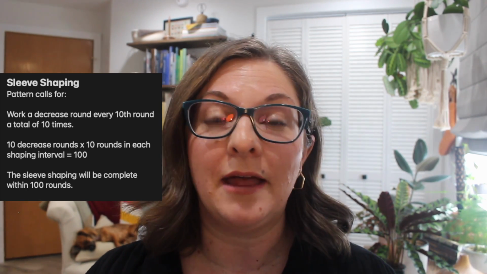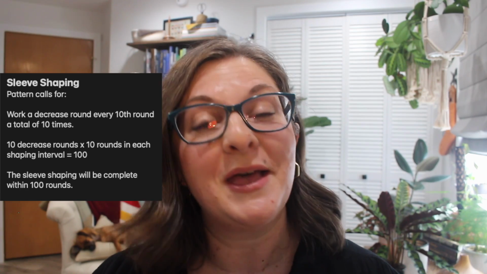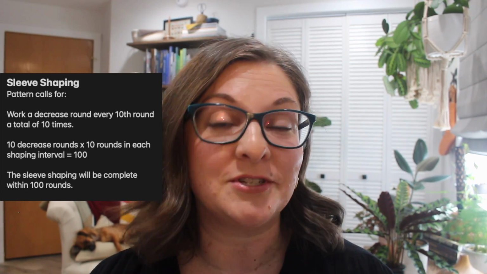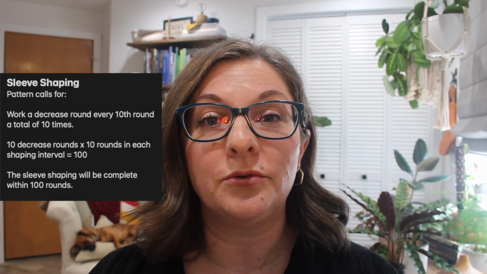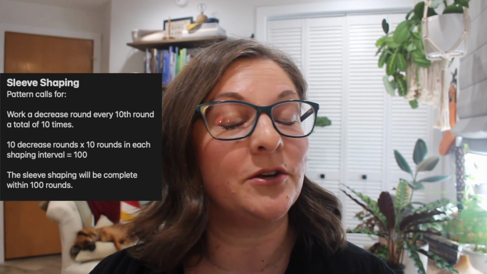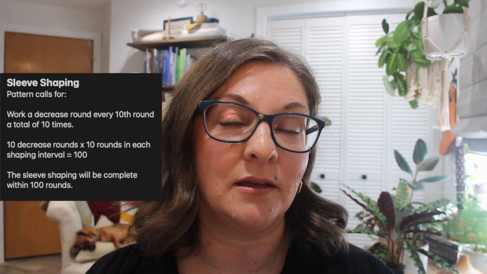Let's use a really basic example. Let's say the pattern says work a decrease round every 10th row 10 times. So we're going to multiply the total number of times that we're working it, which is 10, by the total spacing, which is again 10. And that tells us that our sleeve shaping will be done within 100 rounds. You can use the math to figure out, based on your row gauge, what your total sleeve length would be once those 100 rounds are done.